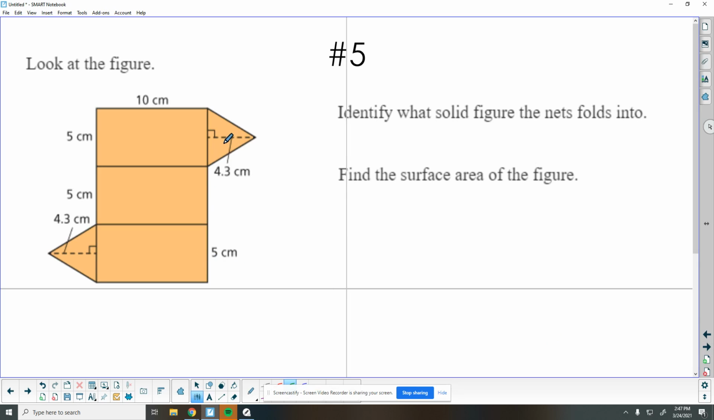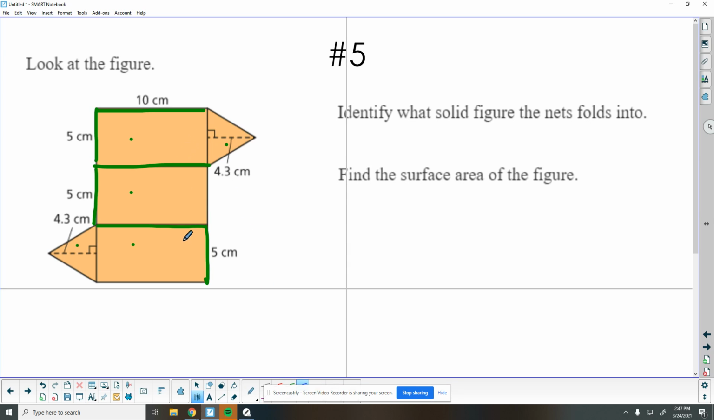Number 5 has these bases that are the same. So those will fold together, and it has rectangles that connect it. So the bases are triangles, so it's a triangular prism. So if we want to find these rectangles, I would do 5 by 10. This one is 5 by 10, and this one is also 5 by 10. So I have 5 by 10, 5 by 10, 5 by 10. All of those are the same, base times height.